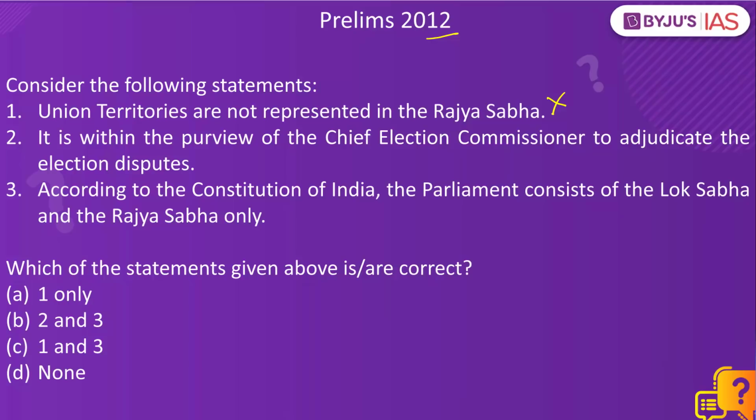It is within the purview of the Chief Election Commissioner to adjudicate the election disputes. No, election disputes are adjudicated by the respective state high courts, not the Chief Election Commissioner. According to the Constitution of India, the Parliament consists of Lok Sabha and Rajya Sabha only. No, Parliament consists of Lok Sabha, Rajya Sabha, as well as the President of India. So all these statements are incorrect. Which of the statements given above is or are correct? None. D is the right answer.